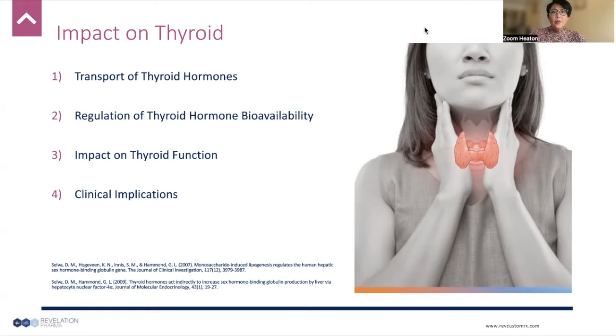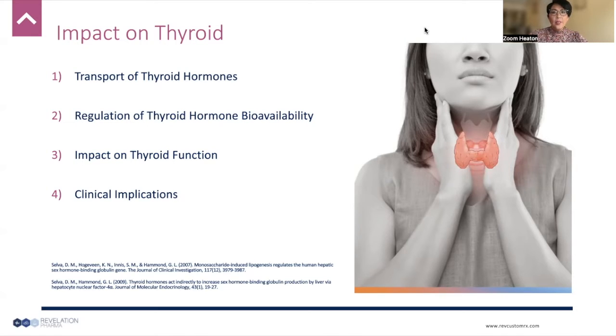And similar to its interactions with sex hormones, SHBG also affects the bioavailability of thyroid hormones by modulating the levels of free or unbound T4 and T3 available for cellular uptake and biological activity.